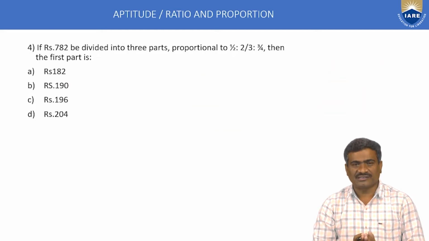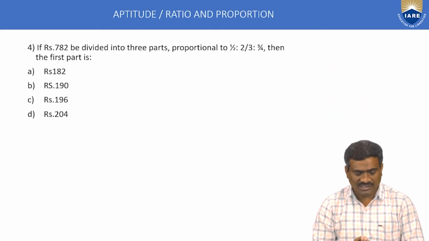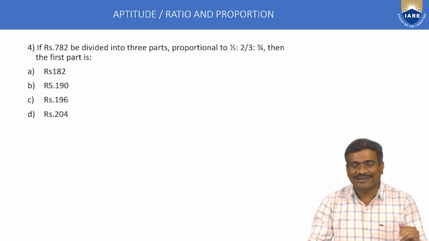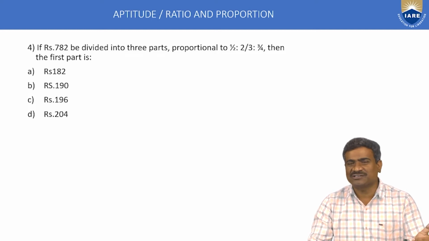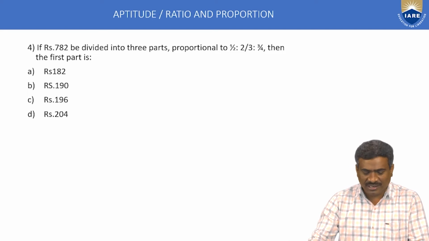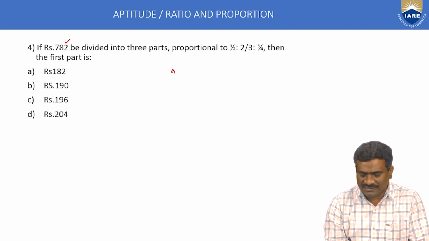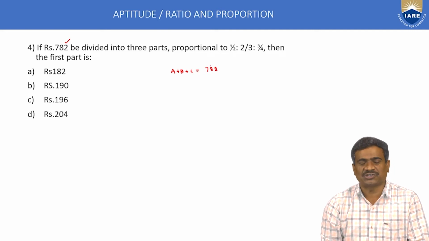Next, fourth example. If rupees 782 be divided into three parts proportional to 1 by 2 is to 2 by 3 is to 3 by 4, then the first part is dash. Calculate A share. Consider first part is called A. A total amount 782. Again A plus B plus C is equal to 782. This is about first equation.